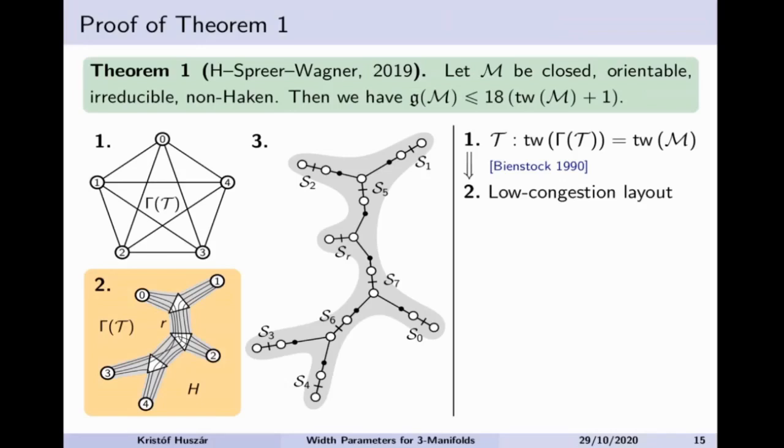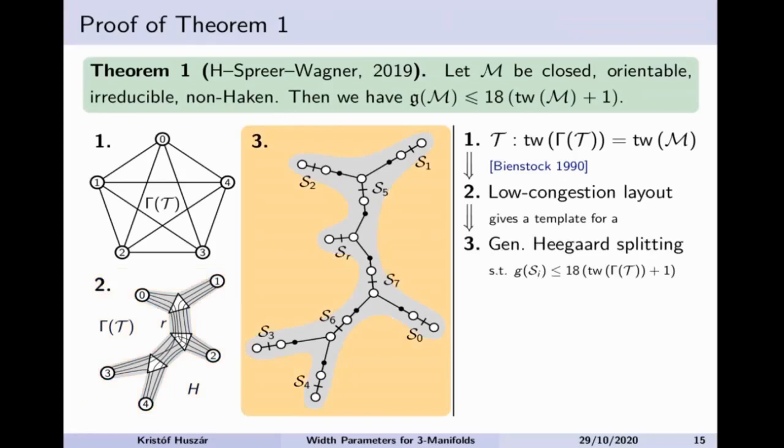Now, this low congestion layout actually gives us a template to construct a generalized Heegaard splitting. And that was our main contribution. And not only to construct a generalized Heegaard splitting, but to construct it in a way that these bounding surfaces, which we saw in the previous slide, these S_i, have genus bounded above by the treewidth of the triangulation we started with.